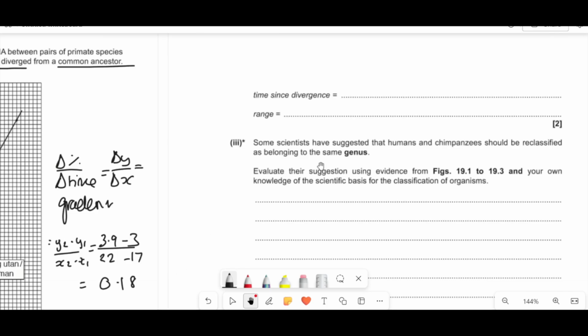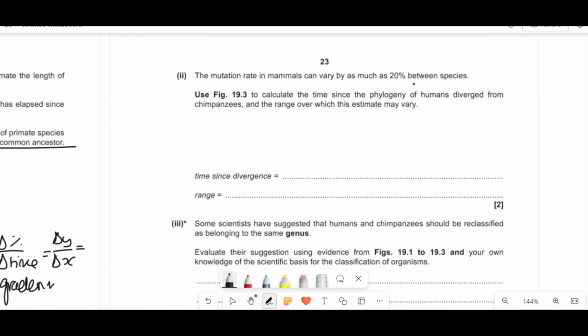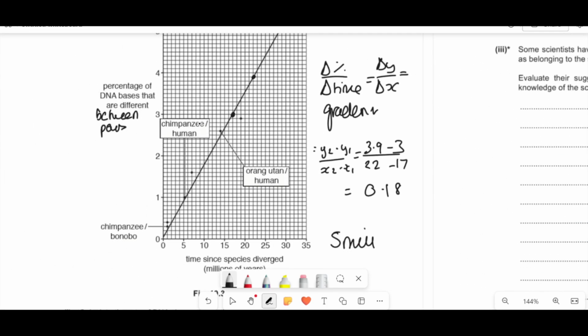Now, the thing here is the question told you that there's a mutation rate that can vary as much as 20%. The reason that the divergence happened was because their percentages are different, right? So at the point where humans are different to chimpanzees, there was a 1% difference between the two of them. They told you in the question that mutations can cause them to vary as much as 20%. So it's actually plus or minus 20% of this. That means you can have 1% plus or minus 0.2. So the range at which these variations occur is 0.8 to 1.2.